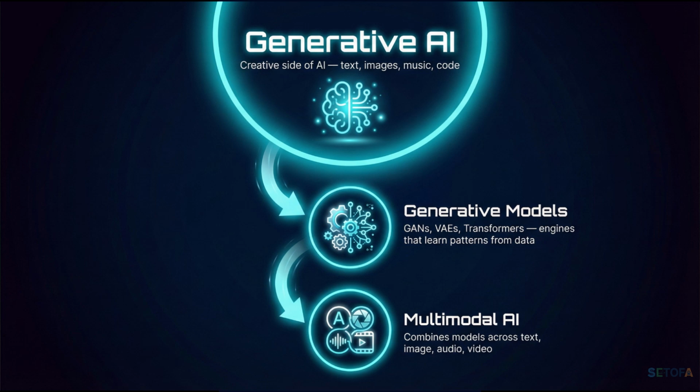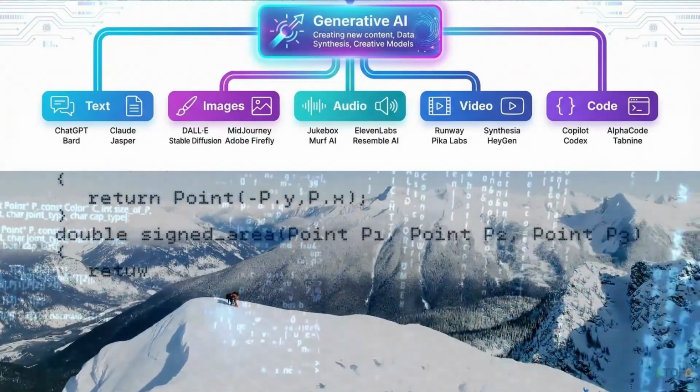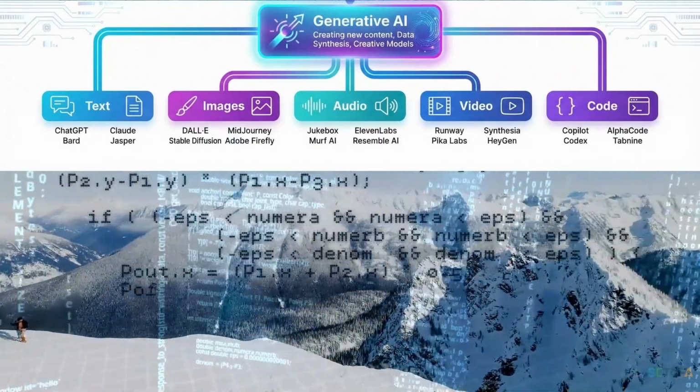Let's sum up. Generative AI creates text, images, music, code, and more. At its core are generative models, GANs, VAEs, and transformers, the engines that learn patterns from massive data. And when these models combine across multiple types of information, we get multimodal AI, one of the most advanced forms of intelligence today. Generative AI is a broad field, with many forms and applications.